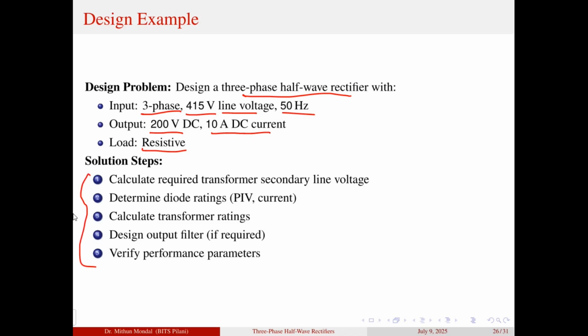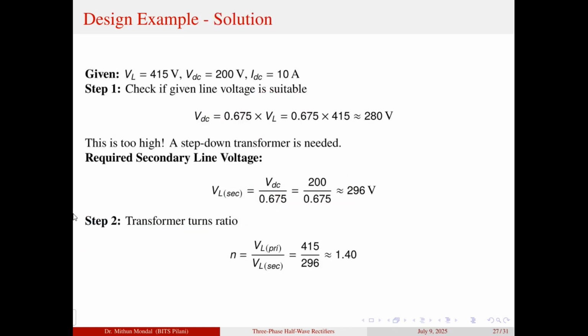We have to calculate first the transformer secondary line voltage, determine the diode current in the form of peak inverse voltage and other current, and calculate the transformer rating. We have to design the output filter because the output may not have the pure DC form, and then we need to verify the performance parameters.